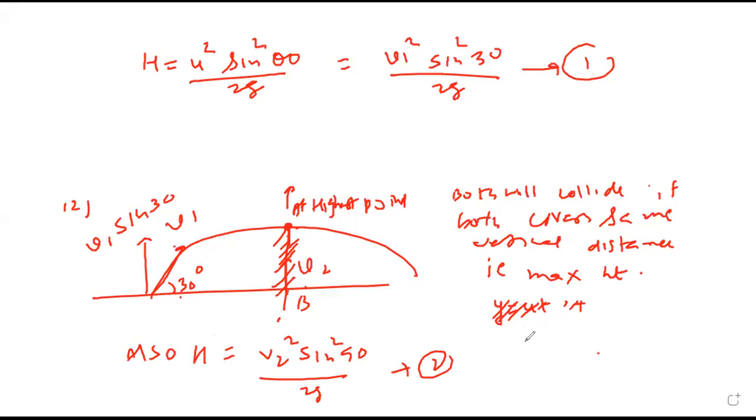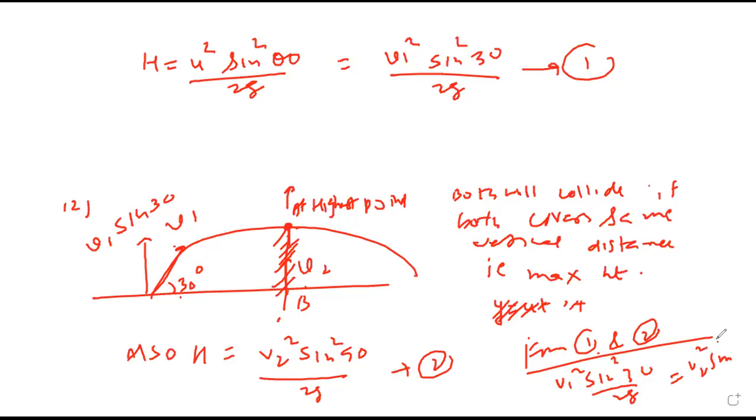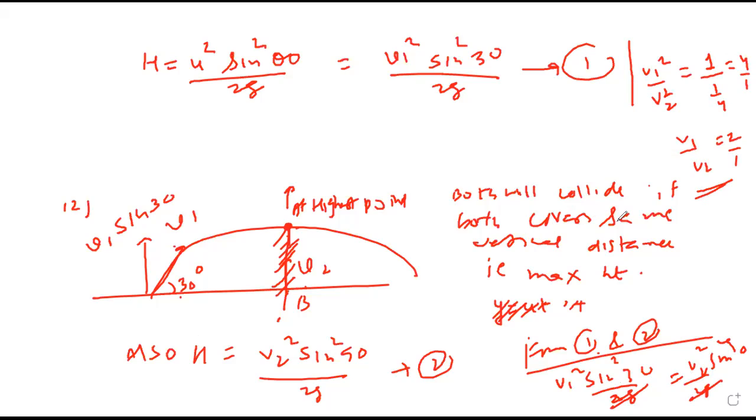Equation 2. So from 1 and 2 we get v1 square sine square 30 upon 2g equals v2 square sine square 90 upon 2g. See, this is a dangerous chapter we are doing. Every sum will be new, but the formulas will be minimum. सोचना बहुत पड़ेगा इसमें. So v1 square upon v2 square, sine 90 is 1, sine 30 is half, its square is 1 by 4, which gives 4 by 1. So v1 upon v2 is 2 by 1. 2 is to 1 is the required answer. Option A.